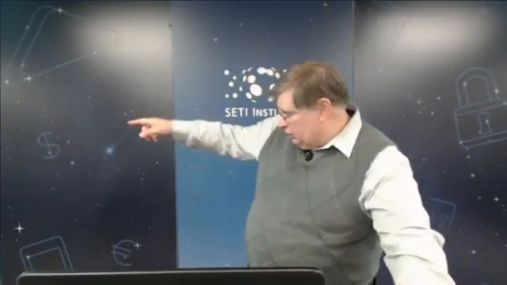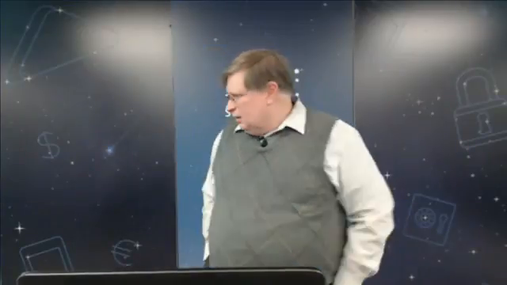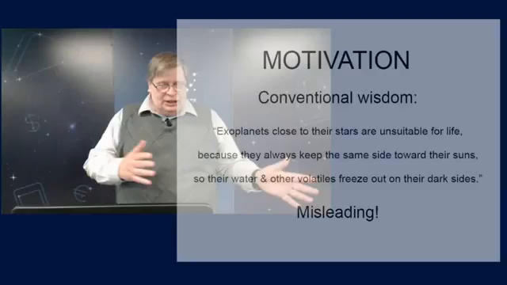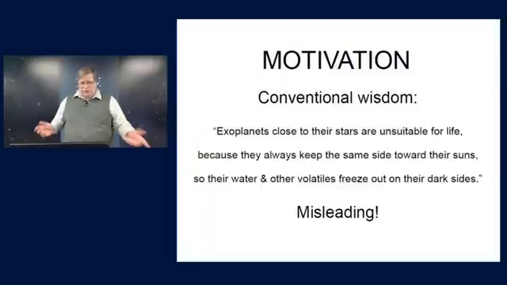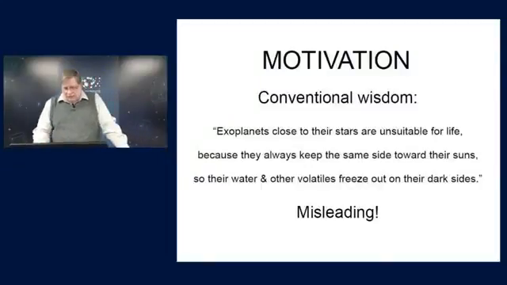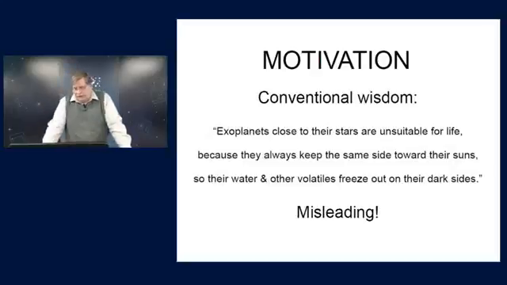Actually, I'm talking about a whole series of 3 papers I did, and why I did those I should share with you. That's because I got tired of reading the same conventional wisdom all the time, and that's given here. It's often said exoplanets, their stars, are unsuitable for life because they always keep the same side towards their suns. So their water and other volatiles freeze out on the dark sides.